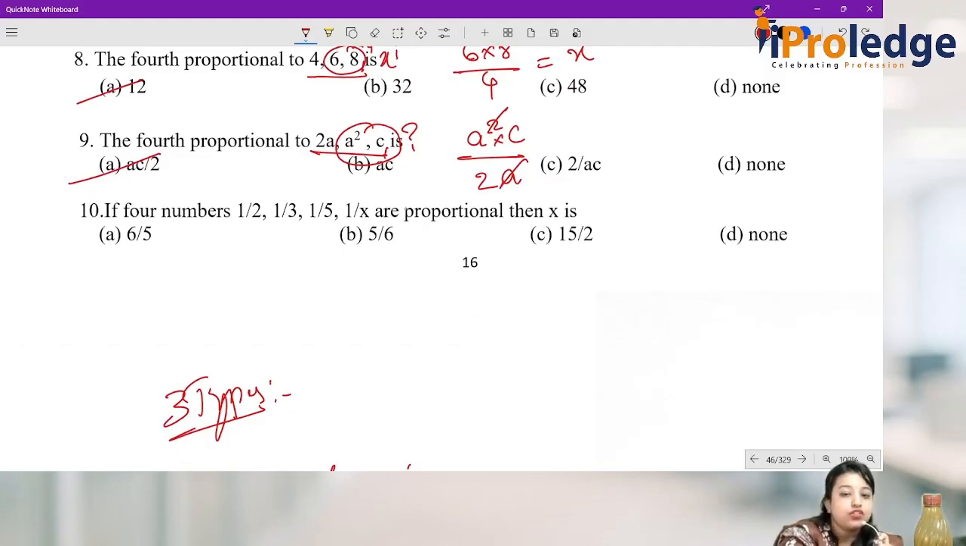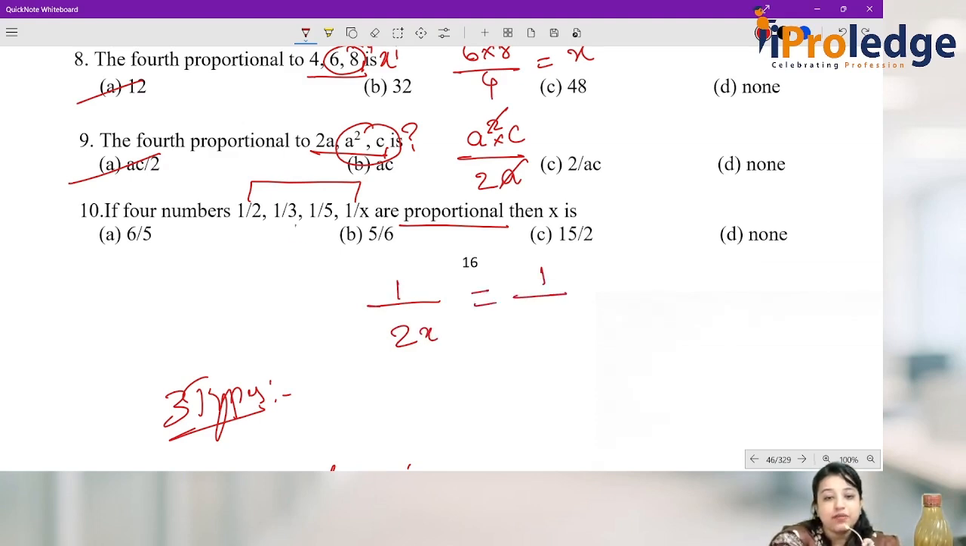So now we have to find the value of x. The fourth proportion means multiply the first and last. It will be 1 divided by 2x equal to 1 divided by 3 fives are 15. So cross multiply, x will be equal to 15 by 2.